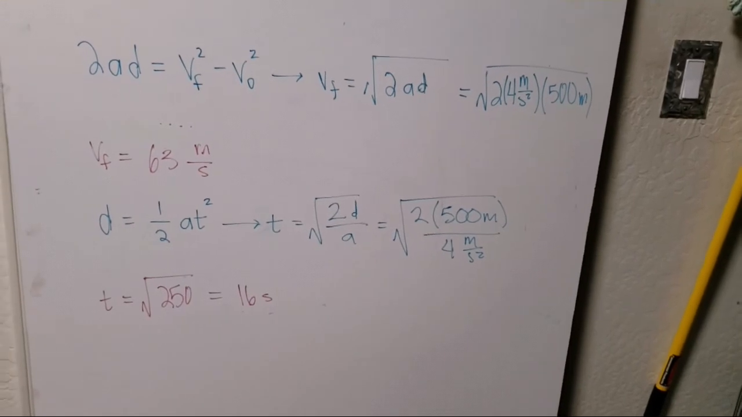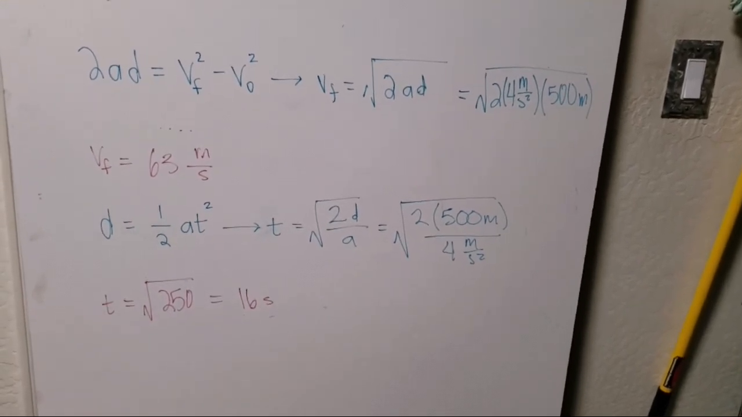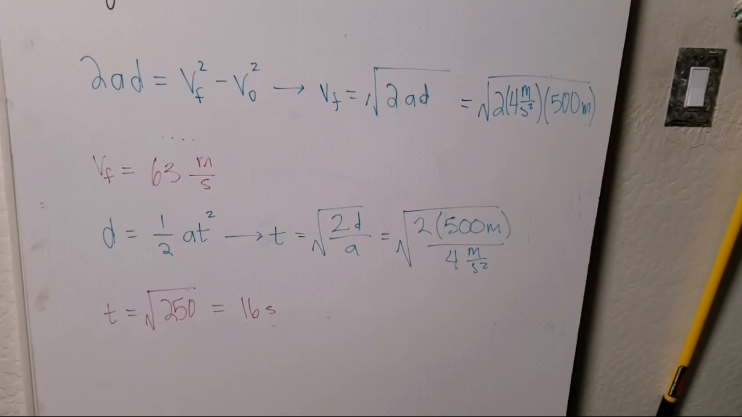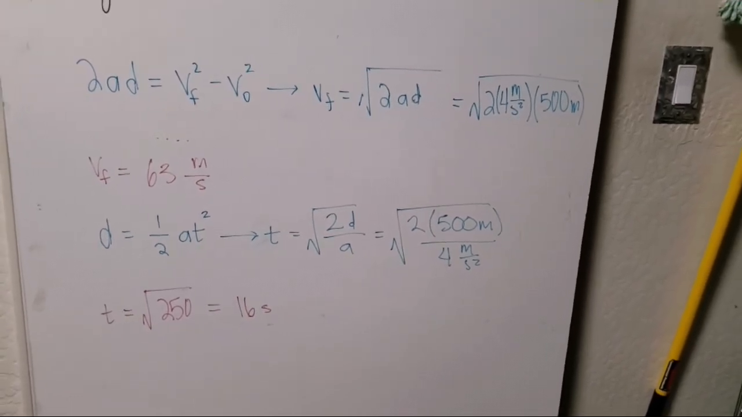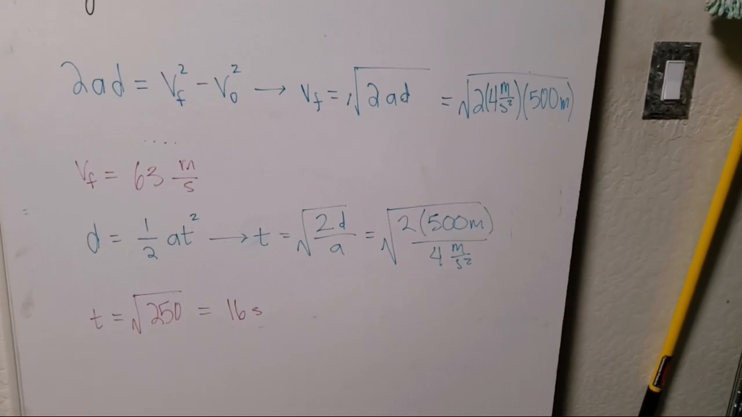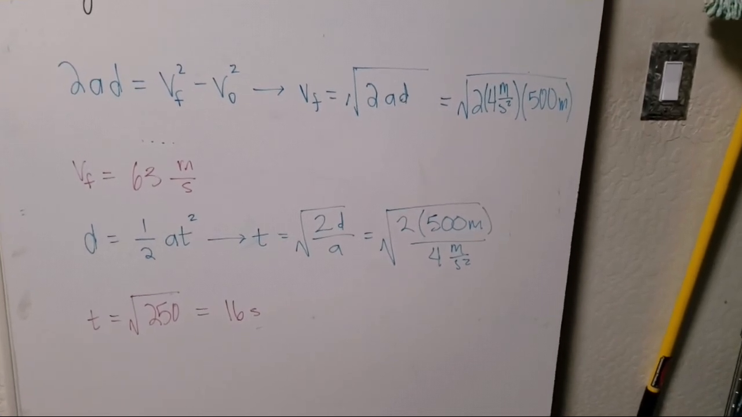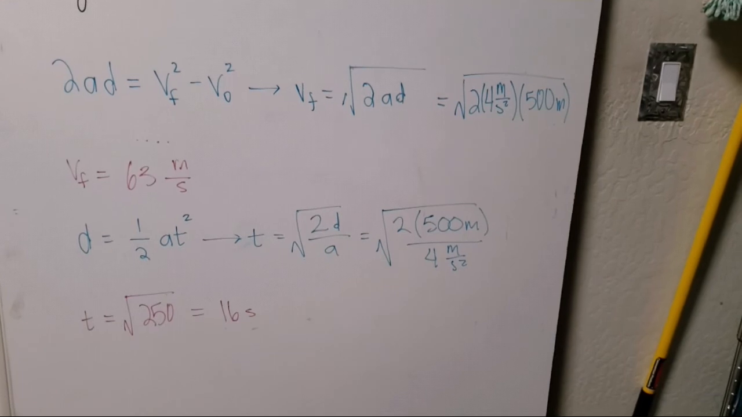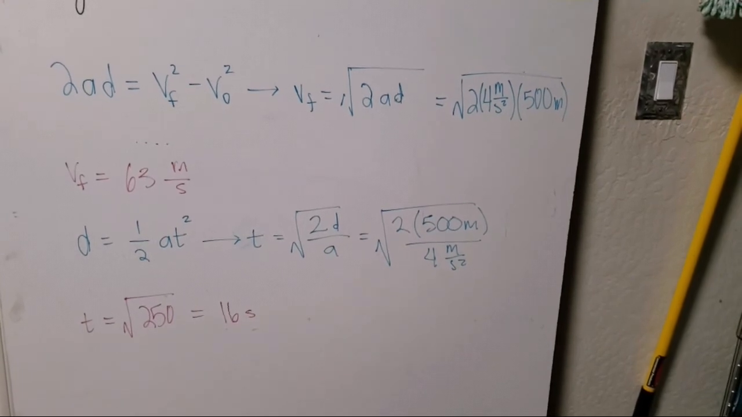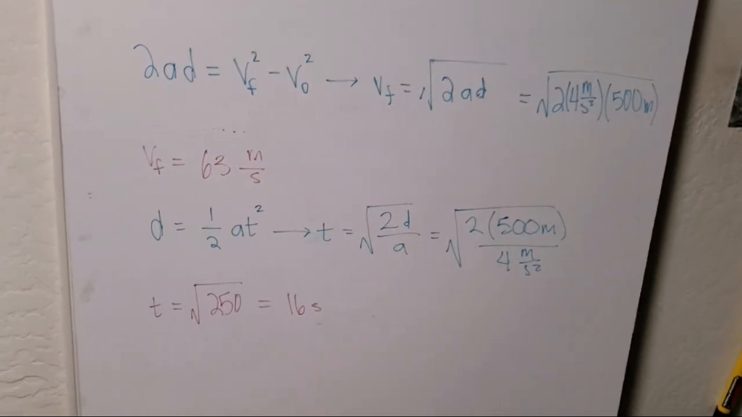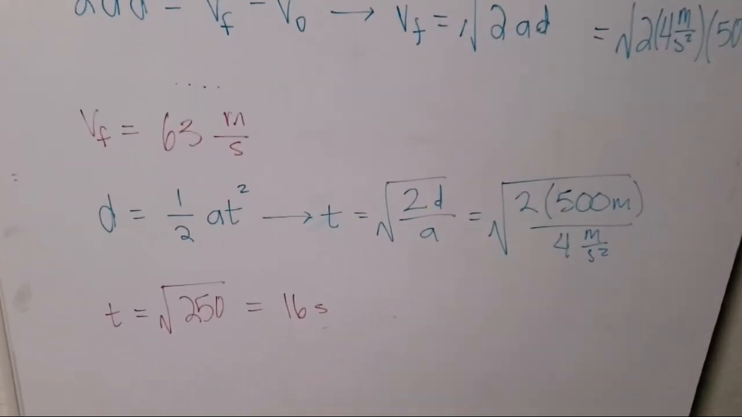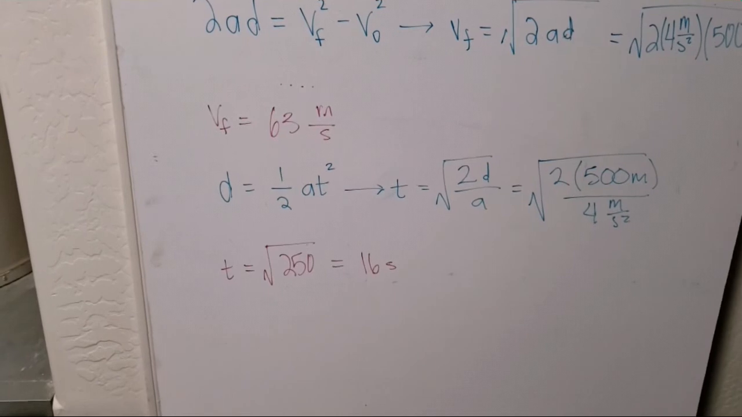And so a is just going to be the acceleration of gravity on Mars, which happens to be 4 meters per second squared. And then d is obviously going to be the distance it falls from rest, might I add, which is going to be 500 meters. You plug that into a calculator and you end up with a final velocity of 63 meters per second.